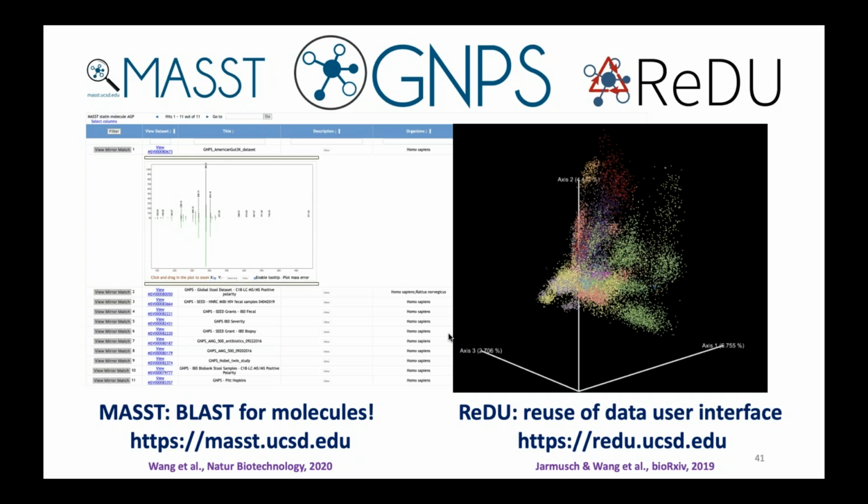MASST is spearheaded by Mingxun Wang, and it's already published in Nature Biotechnology. Another really nice tool is ReDU, spearheaded by Alan Jarmusch and Mingxun Wang, and that is currently available as a preprint. That really allows you to explore your data in the context of a lot of other data that is present in GNPS. And the nice thing is that it also introduces a standardized metadata format. That is really important, and I cannot overemphasize that when you obtain your data and add it to public repositories, make sure that you add useful metadata to it so that you and others can start to use and reuse that data.